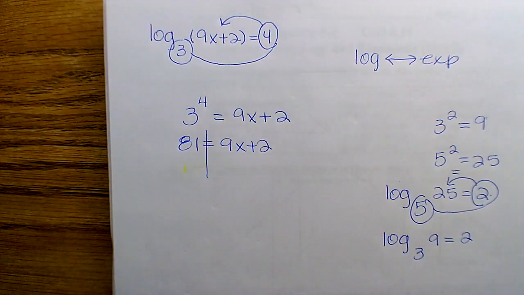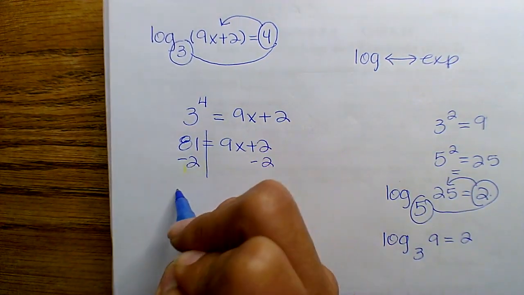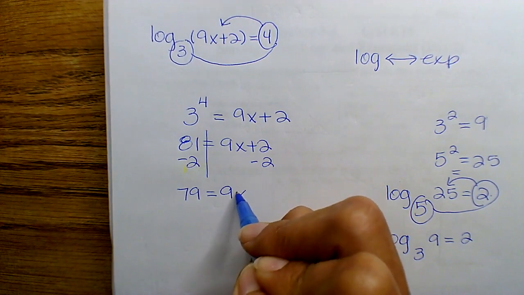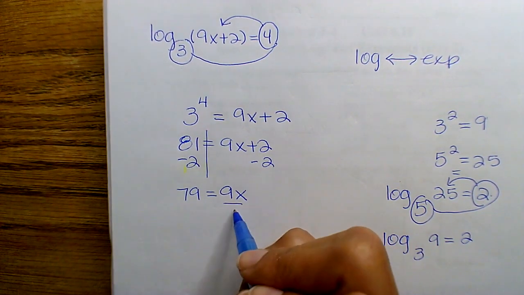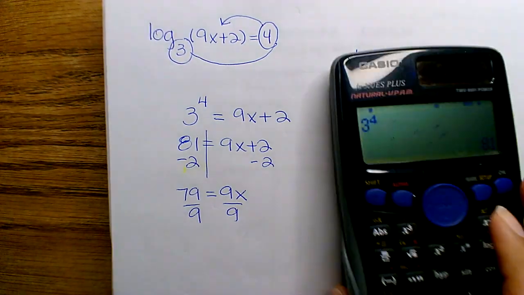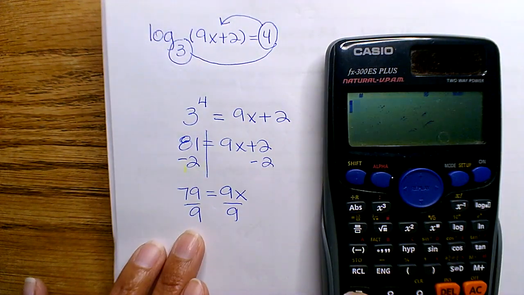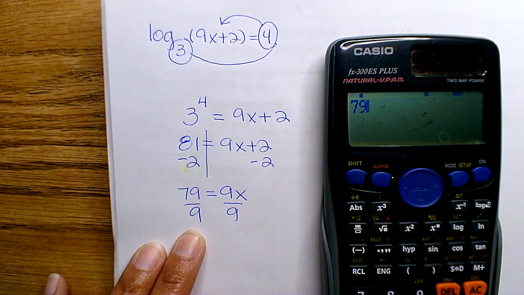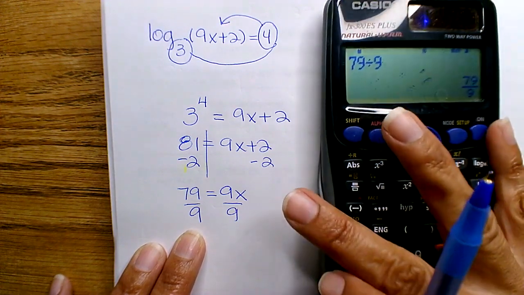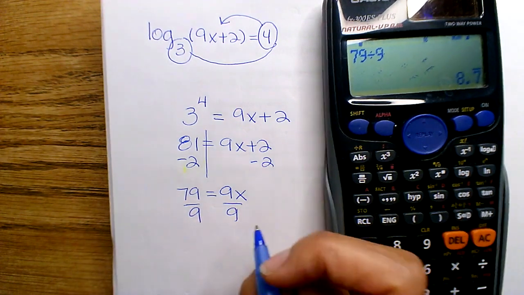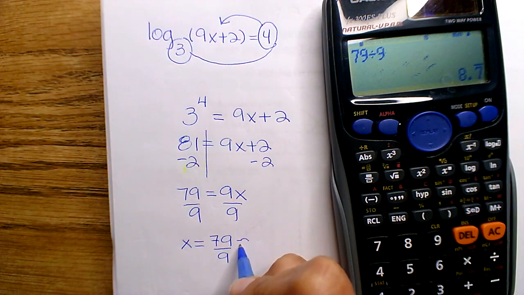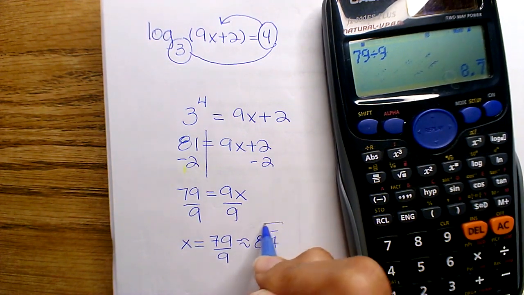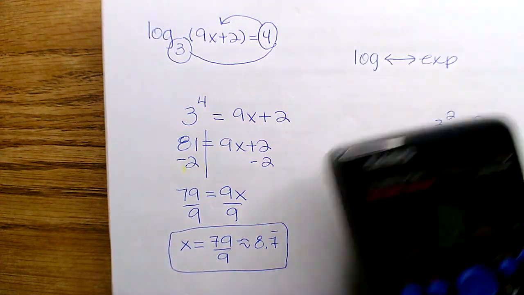And so what do I do? Subtract 2. Perfect. And I get 79. And then you're going to get a decimal, right? You're not going to get a pretty number. So you can leave it as 79 divided by 9, or 8.7. So 79 divided by 9, or 8.7. And so that's your answer. That's it.